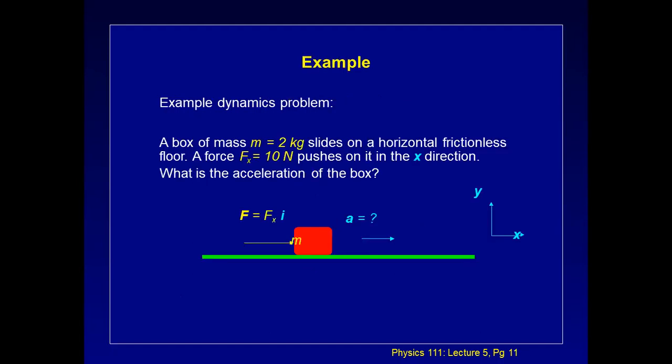An example of a dynamics problem. Here, a box of mass m equal to 2 kilograms slides on a horizontal frictionless floor. A force F_x equal to 10 newtons pushes on it in the x direction. What is the acceleration of the box? As you can see on the free body diagram, we have the box, then a force F equal to F_x pushing the mass m of the box, 2 kilograms. And then as it moves, it has an unknown acceleration.